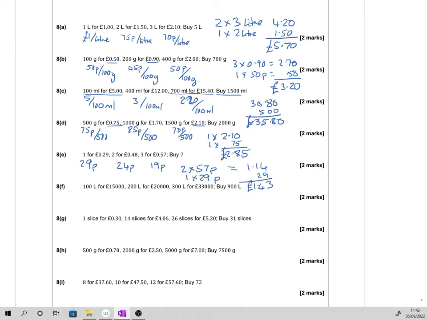So we're going to buy 900. So let's say, so that's £15,000 per 100. So this is half of that. So this is £10,000 per 100, and a third of that is £11,000 per 100. So you want to buy 900. 10,000. This is cheapest, isn't it?